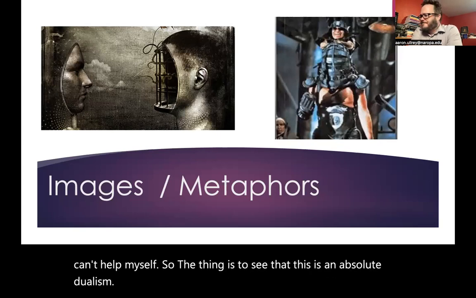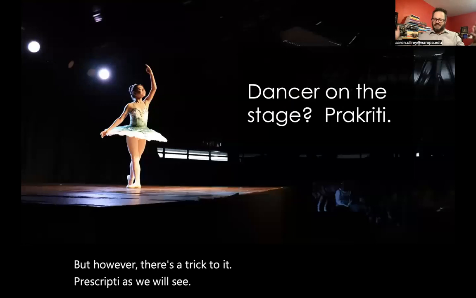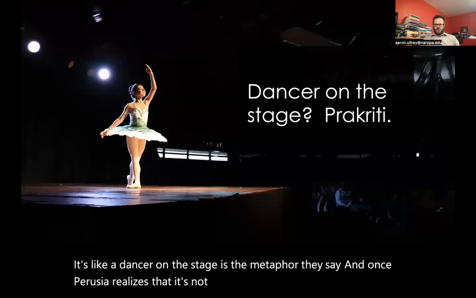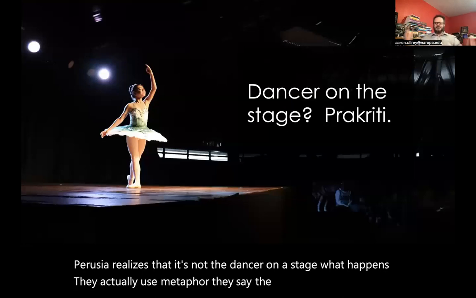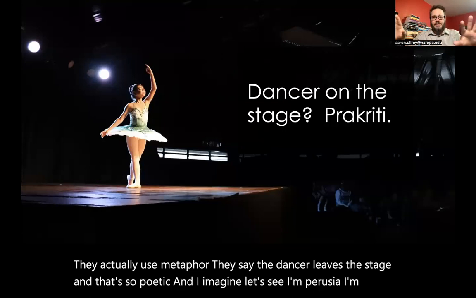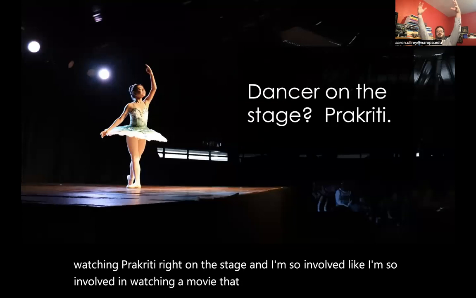However, there's a trick to it. Prakriti, as we will see, is like a dancer on the stage, is the metaphor they use. And once Purusha realizes that it's not the dancer on the stage, what happens? They say the dancer leaves the stage. And that's so poetic. Let's imagine I'm Purusha. I'm watching Prakriti on the stage. And I'm so involved, like I'm so involved in watching a movie that I believe I'm in the movie.